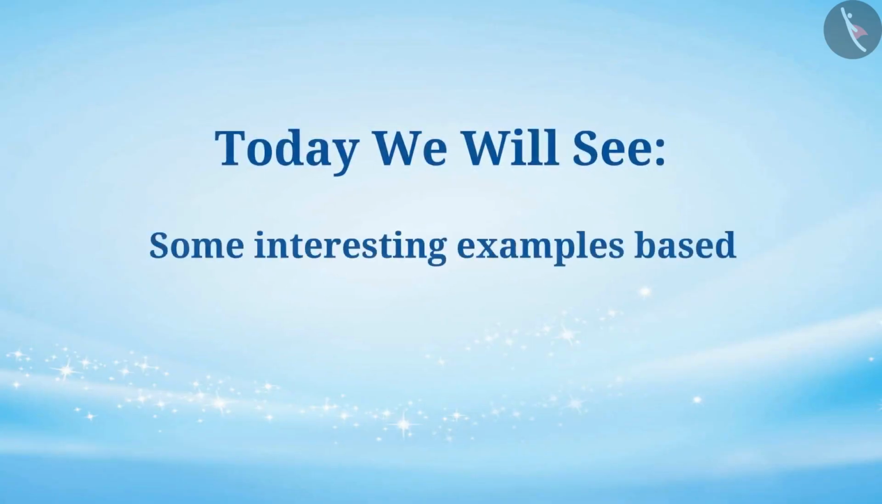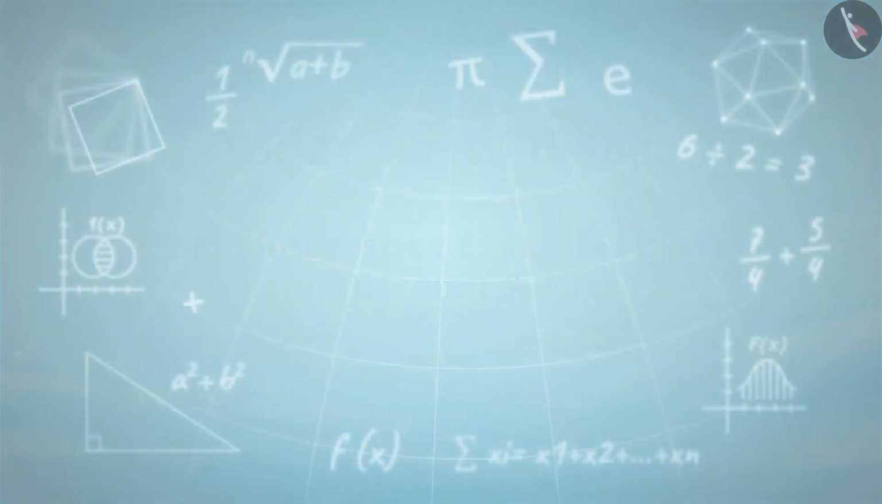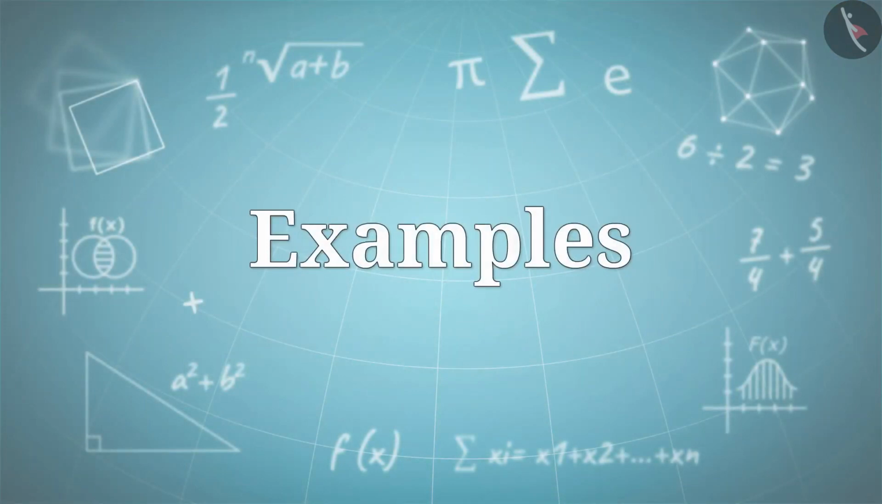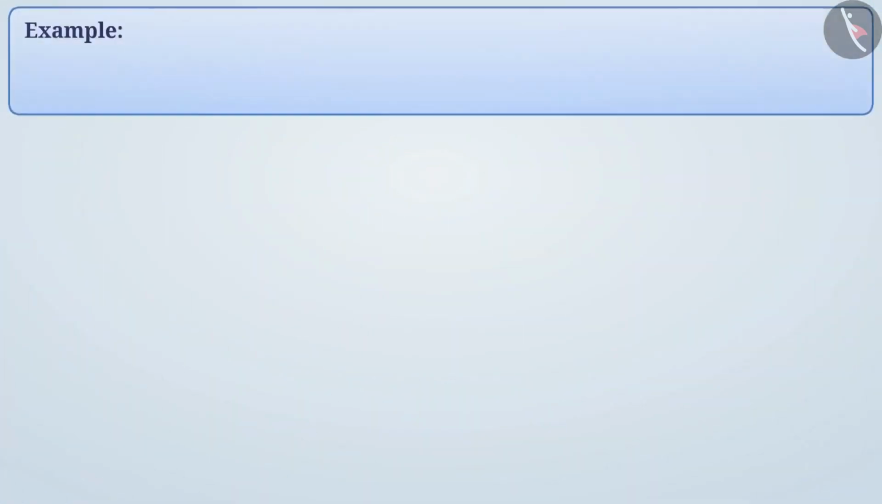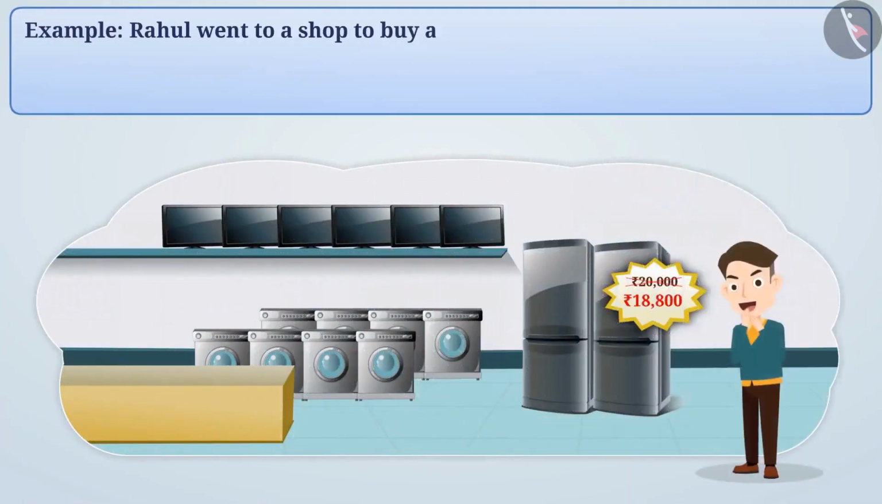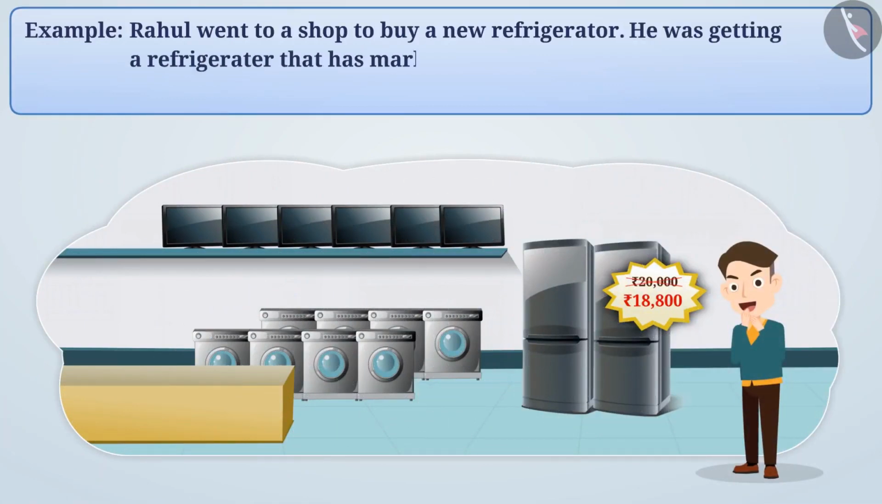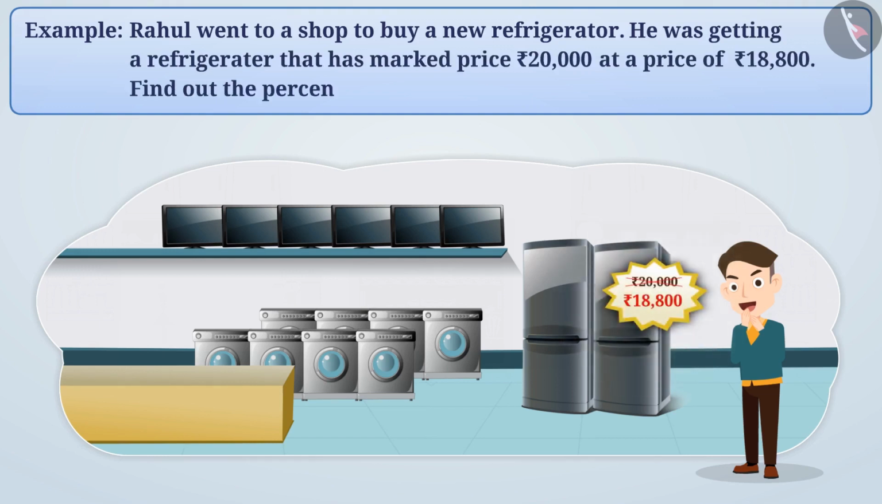Today we will see some interesting examples based on discount and tax. Rahul went to a shop to buy a new refrigerator. He was getting a refrigerator that has marked price 20,000 rupees at a price of 18,800 rupees. Find out the percentage discount in this situation.